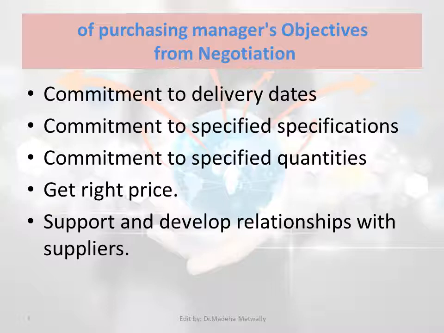Third, commitment to specified quantities. The purchasing manager negotiates specified quantities according to the operating and production needs. Fourth, get the right price. Price is the most important issue in commercial negotiation, and the negotiator or negotiation team faces many difficulties in reaching a good or appropriate price. Also, they try to satisfy all the parties of the negotiation.